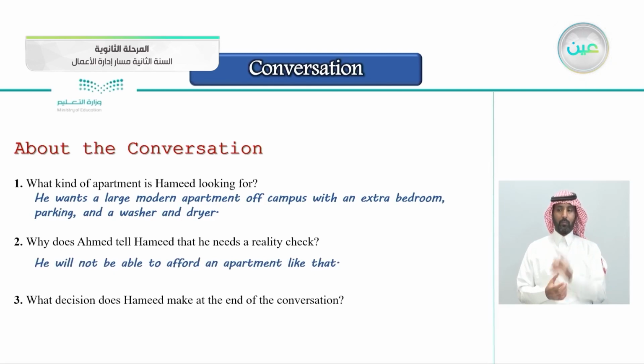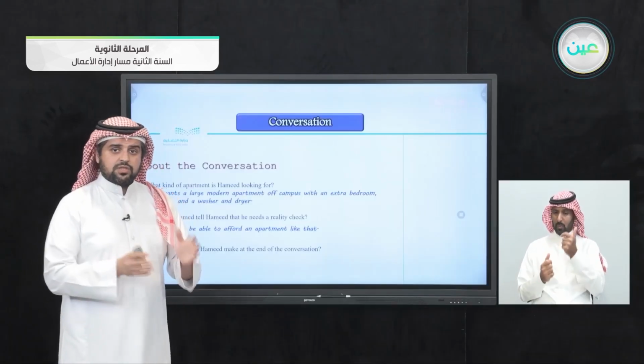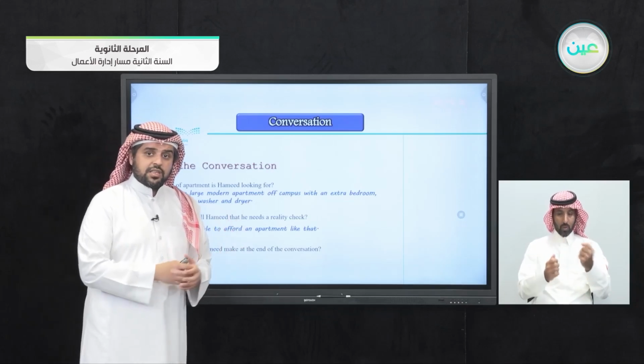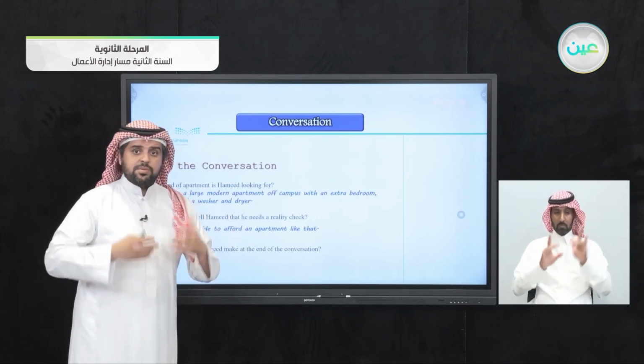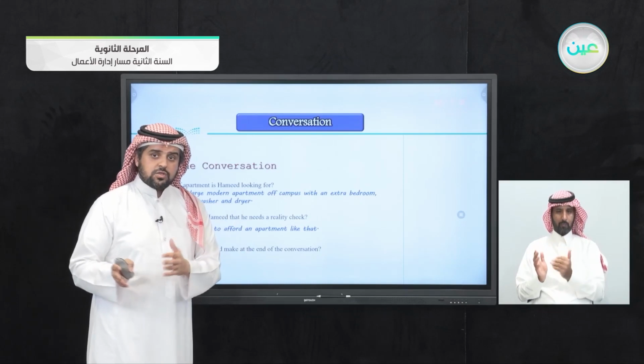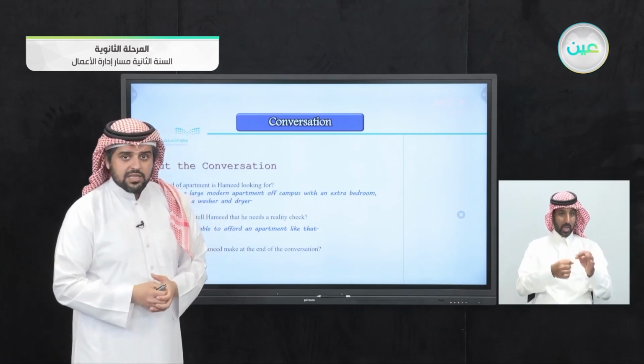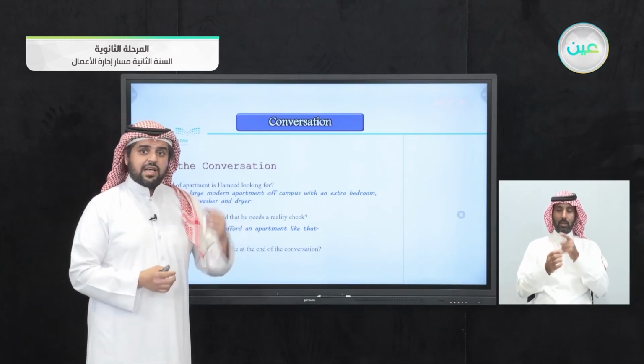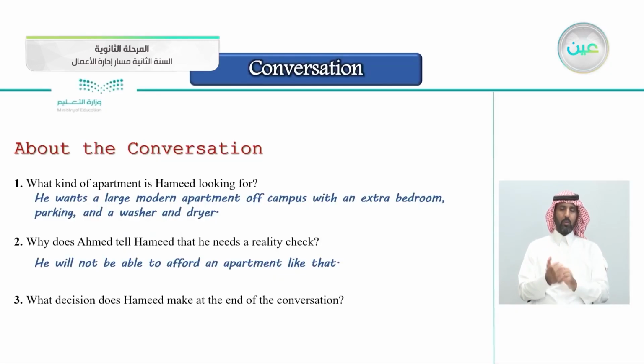He will not be able to afford an apartment like that, because Hamid thought that an apartment like that, a large apartment with parking and a washer and also a dryer with an extra bedroom, would be cheap. Also, it would be near campus. So he told him that he needs a reality check.